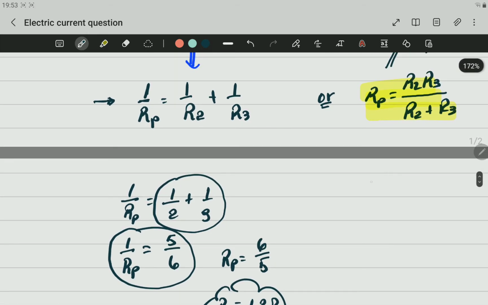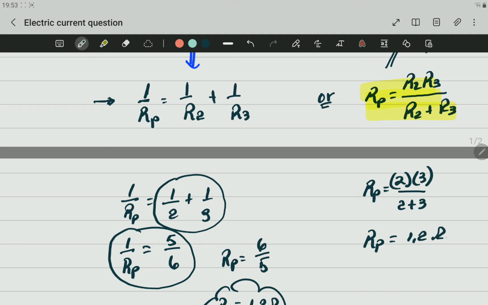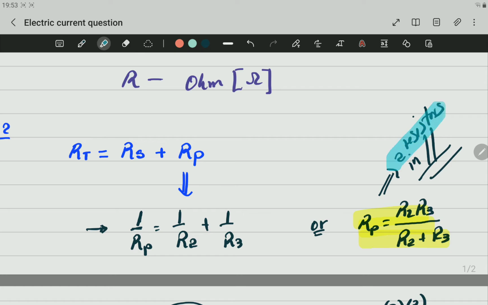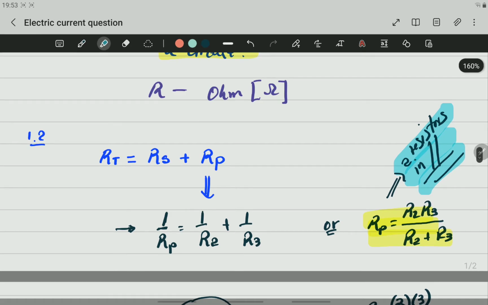Now, if we use the other option, we say that RP is equal to R2 times R3 over R2 plus R3, which is 2 multiplied by 3 divided by 2 plus 3. And when you solve this one, you will get 1/2 ohm. So you can use either of them. This one is a very easy option, but remember, it can only be used when you have 2 resistors. So if you have 3 resistors in parallel, you cannot use that one.